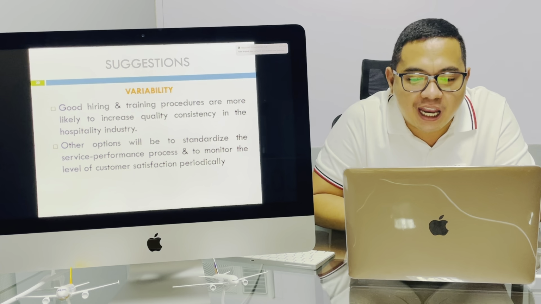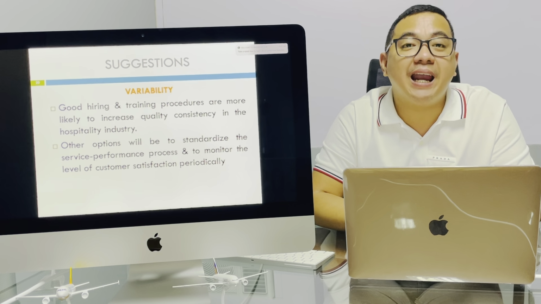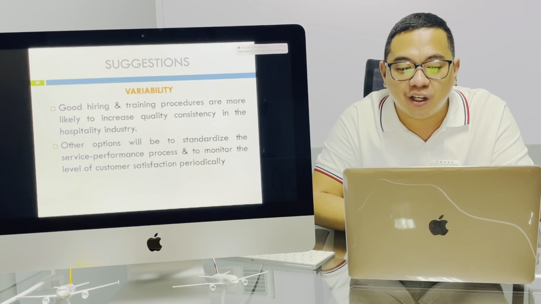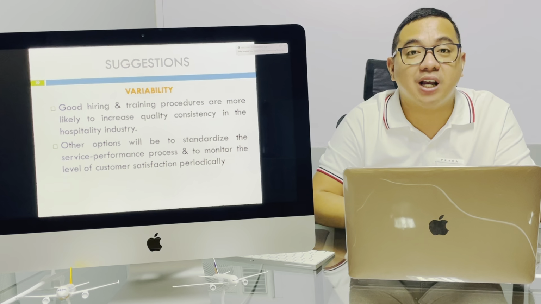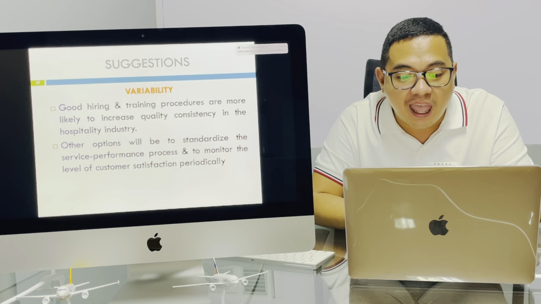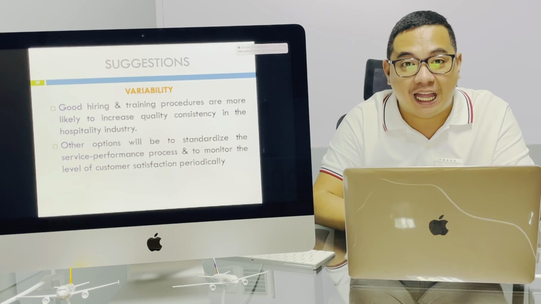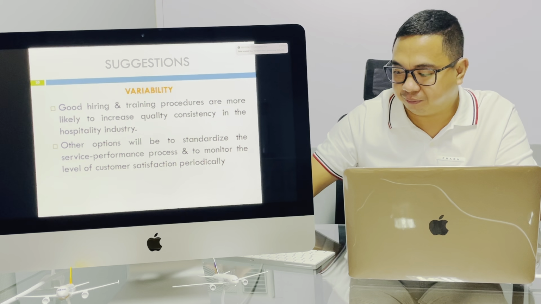Variability. Good hiring and training procedures are more likely to increase quality consistency in the hospitality industry, and other options will be to standardize the service performance process and to monitor the level of customer satisfaction periodically. So from time to time. Okay?